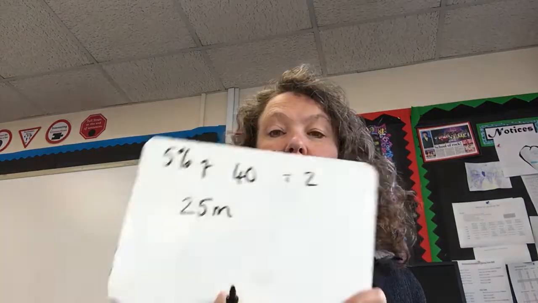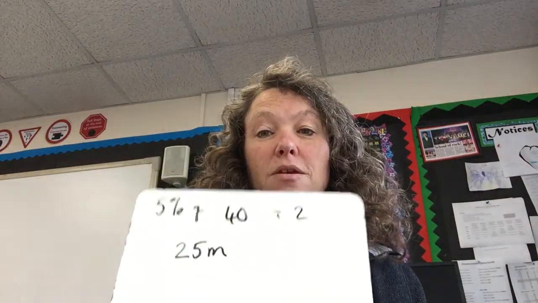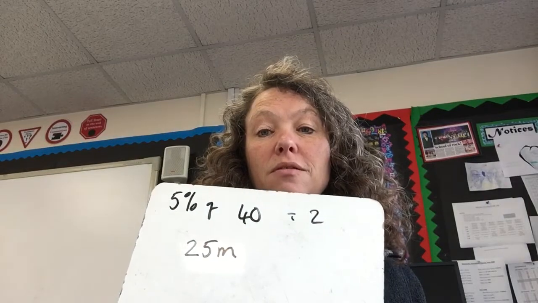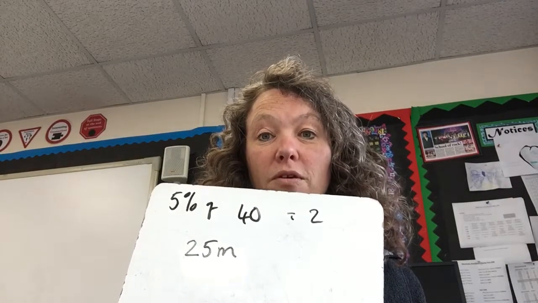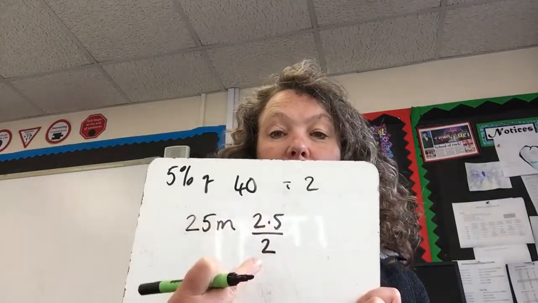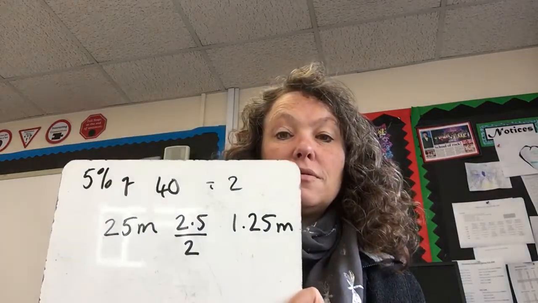Okay, if we're finding 5% of 25 metres, okay, that's a bit more tricky. You need to find 10% first, so 10% of 25 is 2.5. You need to half 2.5. We need to do that sum there, 2.5 divided by 2. So half of 2.5 is 1.25. So it would be 1.25 metres.